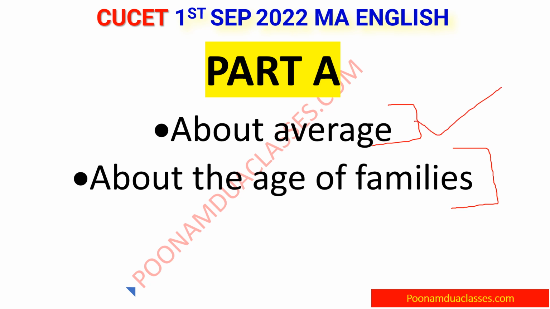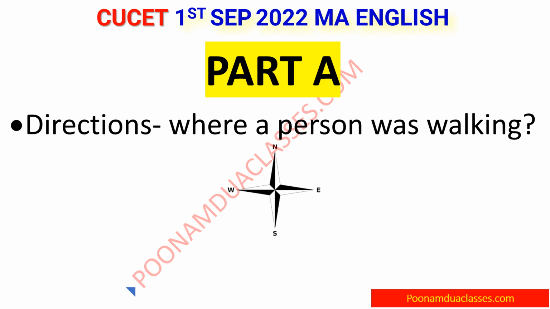So average questions you should practice for your next exam, and all the questions related to linear equations and ages should be covered. And there was a question related to directions. Direction questions are generally asked in many competitive exams and are based upon two principles. It can be either distance related or direction related.